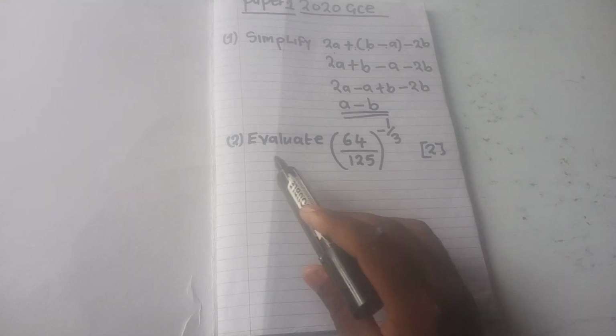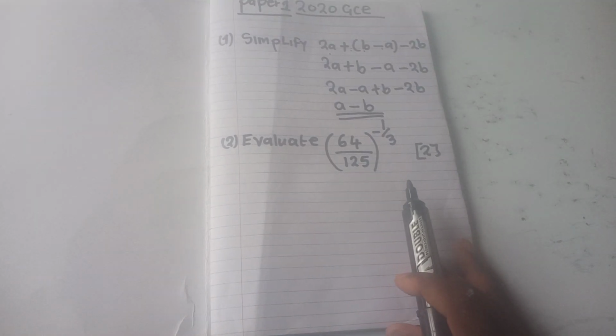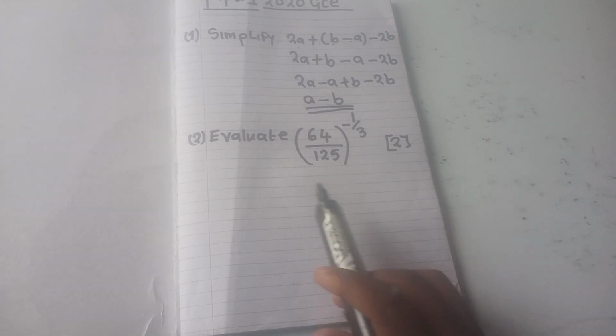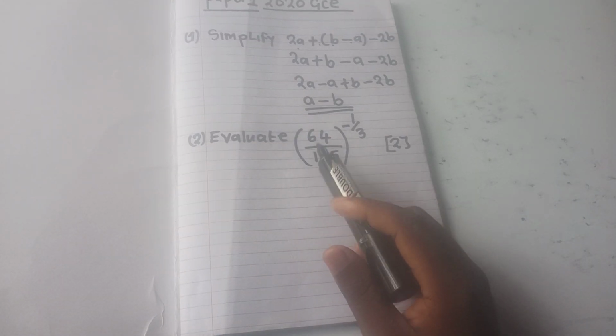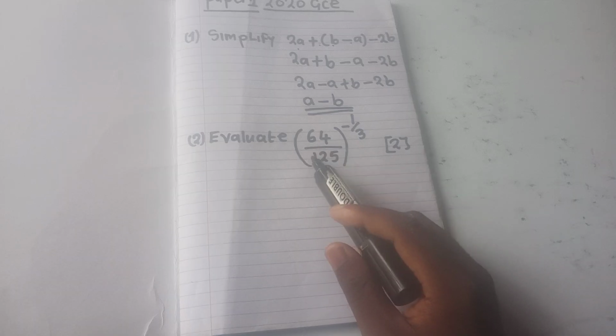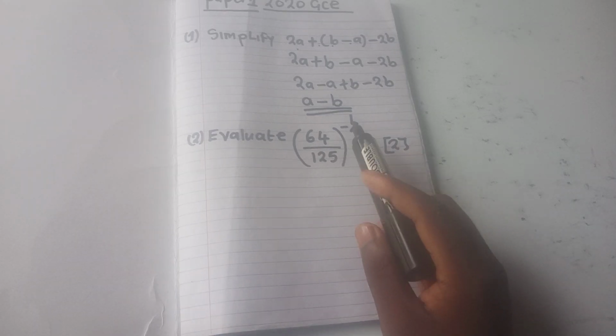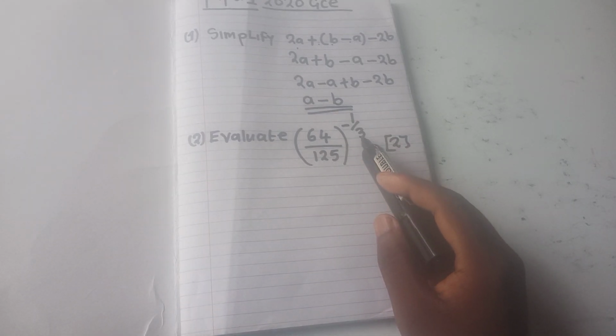So we come to question 2. Question 2 says evaluate. Evaluate 64 over 125, in brackets, to the power negative 1 over 3.